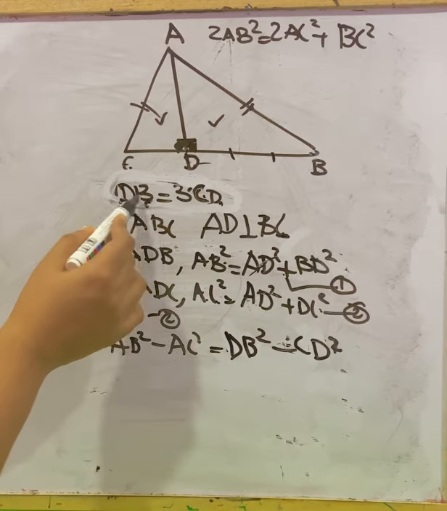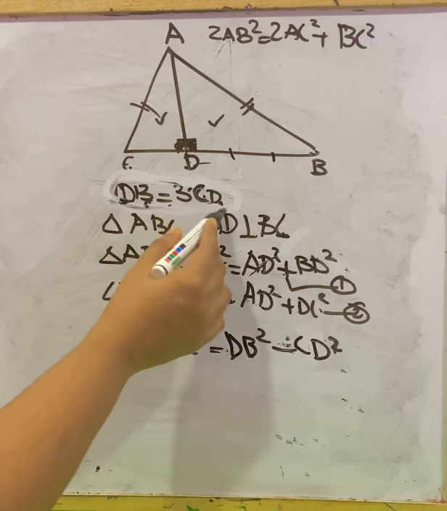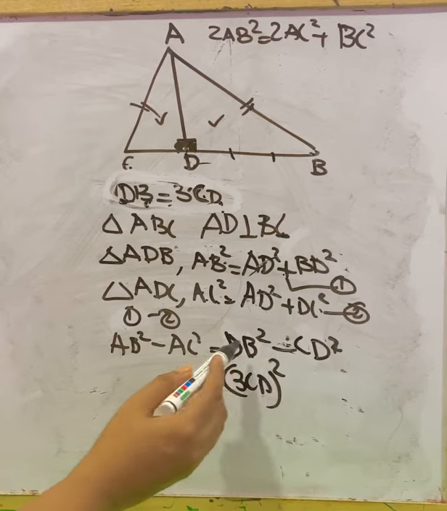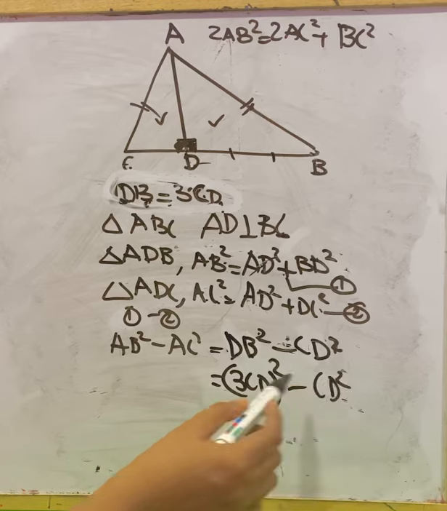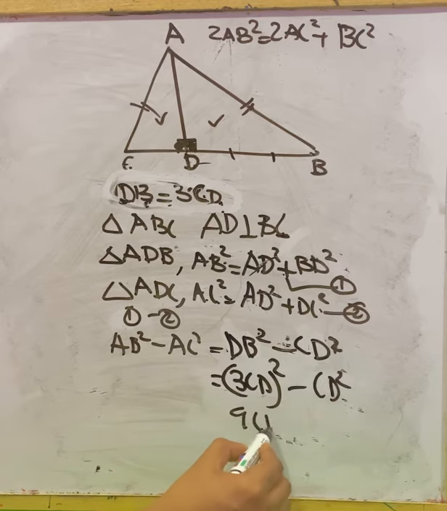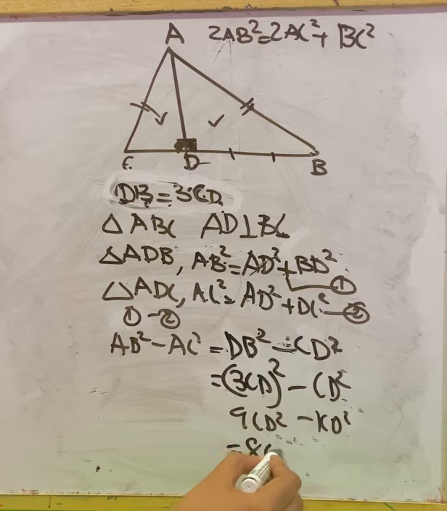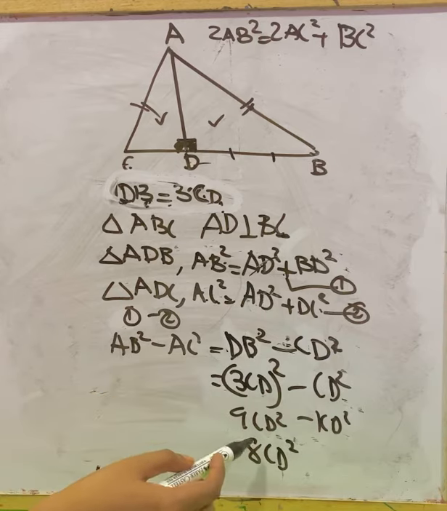So here we have DB equal to 3CD. So instead of DB, I am going to write 3CD. So this becomes 3CD whole square, because one square is there, so it becomes whole square, minus CD square. Now this is 9CD square minus CD square. CD simply means 1 CD. So 9CD square minus 1 CD square, the result is 8 CD square. We got AB square minus AC square is 8 CD square.